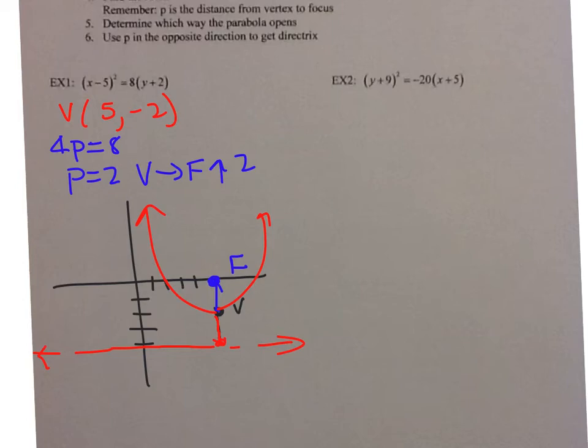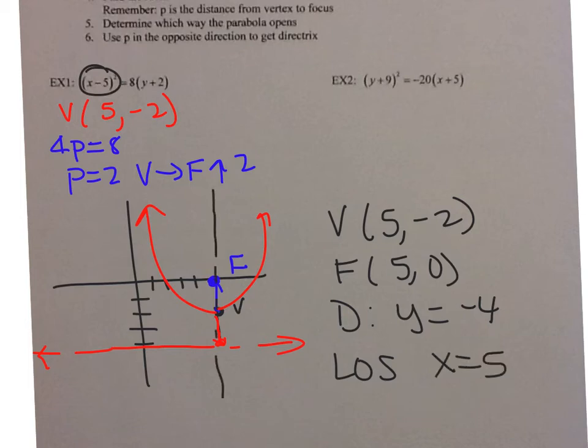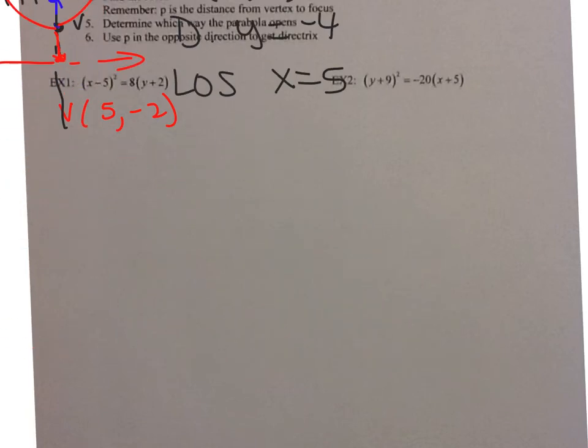Okay, and then the other thing that we would need is the line of symmetry. We have the formula, so let's just write down our key features. My vertex is 5, negative 2. My focus is 5, 0. My directrix is y equals negative 4. And my line of symmetry, I could get right from here. Remember, it's opposite that, though. X is equal to 5, and that makes sense because it's right here. X equals 5.